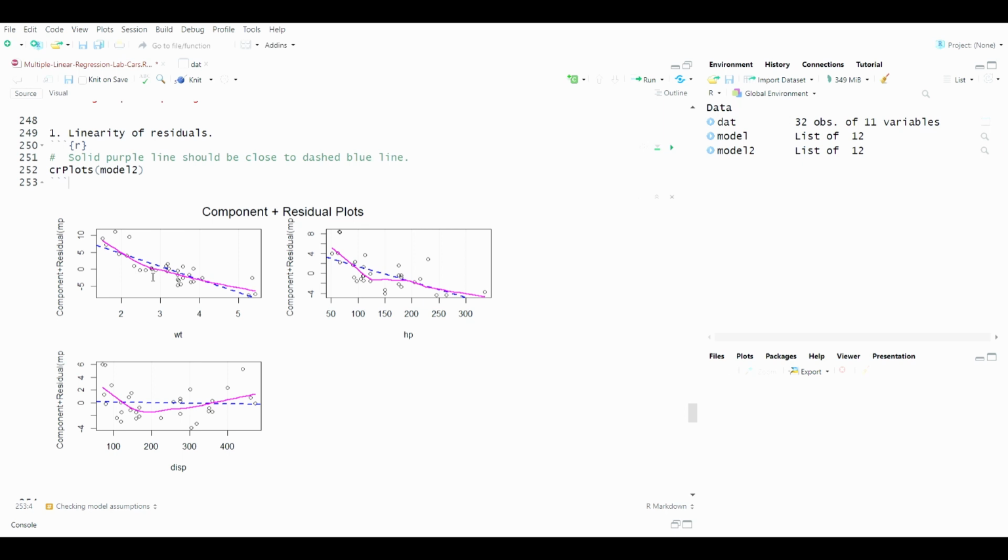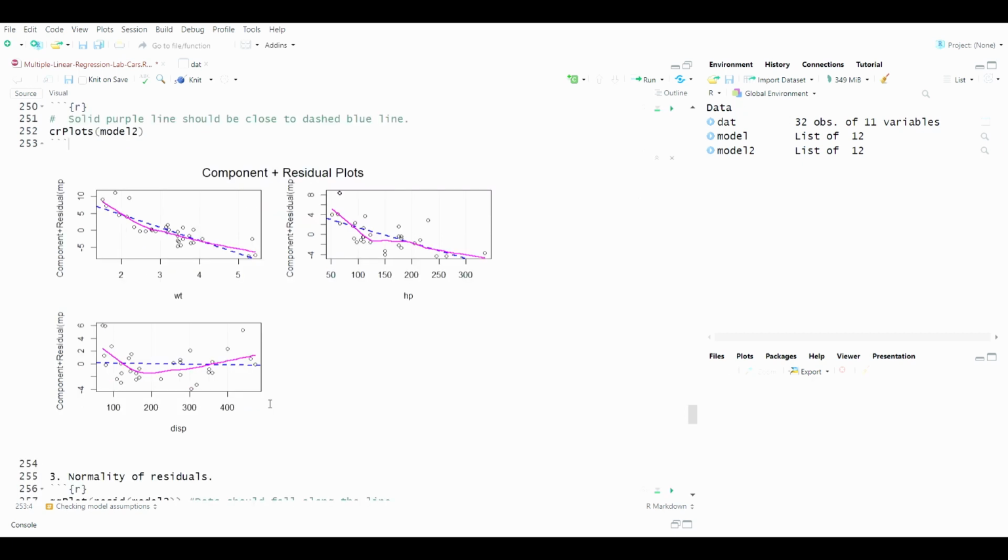Okay, what we're looking for here is that the solid purple line should be close to the dashed blue line. I hope that you also get blue and purple lines on your computer. That's what I get on mine. And here we can see that for weight, yes, the solid purple line and the dashed blue line are pretty close. For horsepower, it's a little wonky, but not that far off. Displacement is a little bit of a smiley face. That is a little bit of a concern right there. But it's not that bad, so we'll go with it.